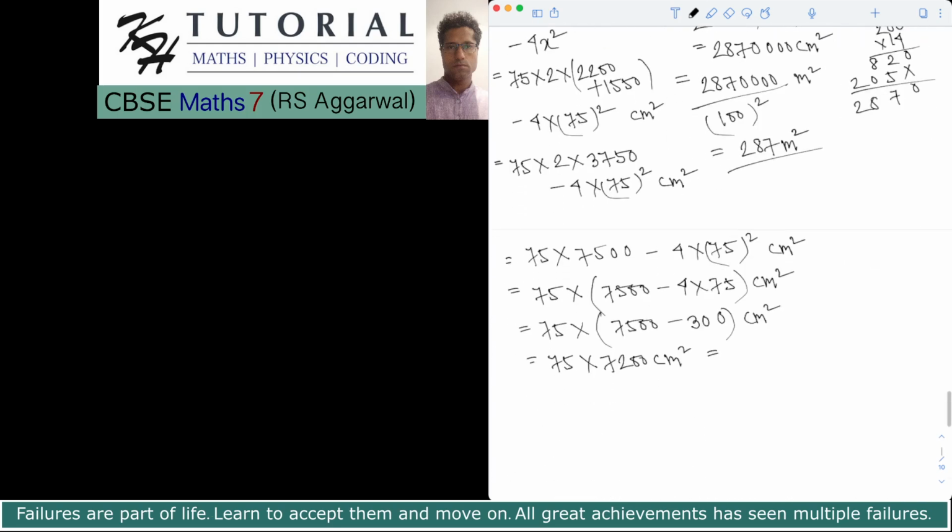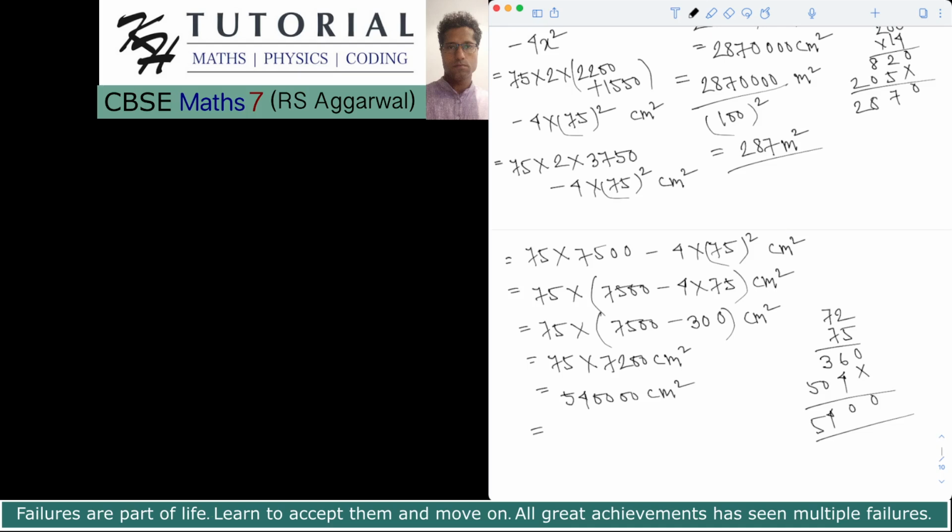So how much is 72 multiplied by 75? That is 5400. So this is equal to 5400, and this much centimeter square.